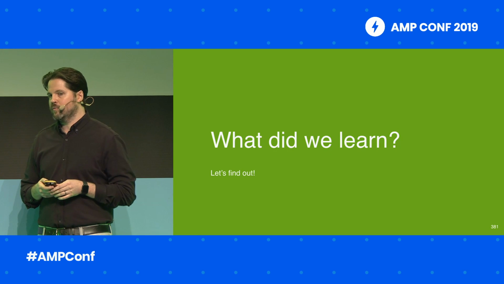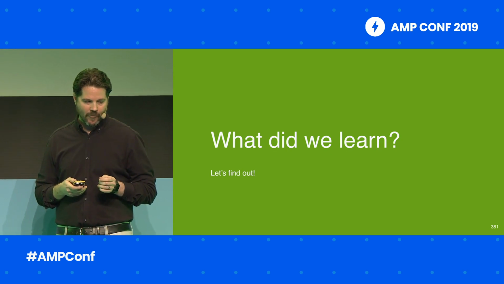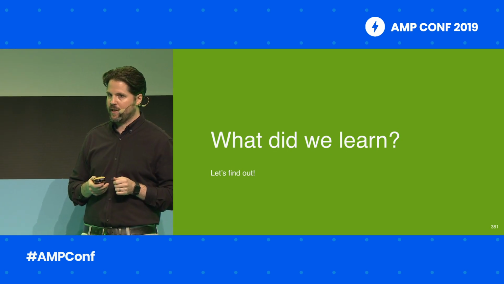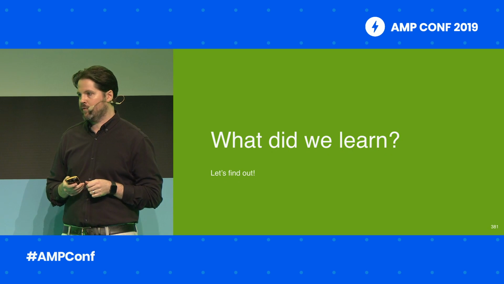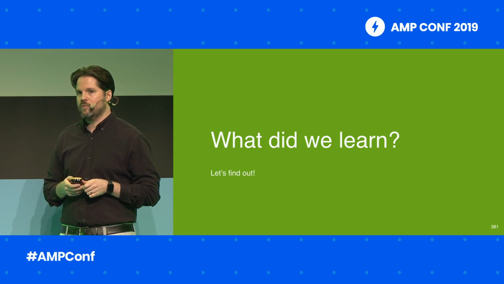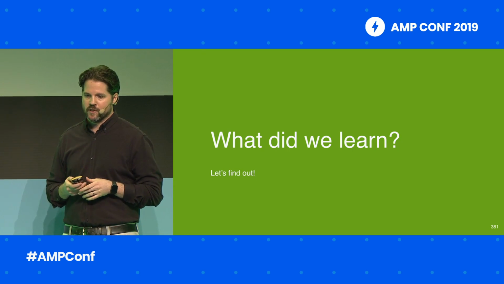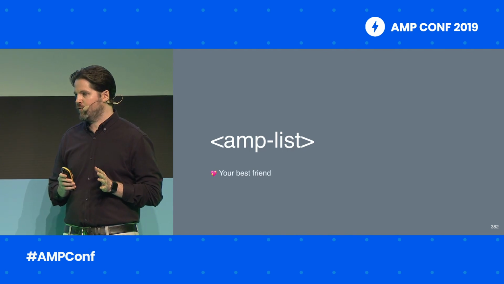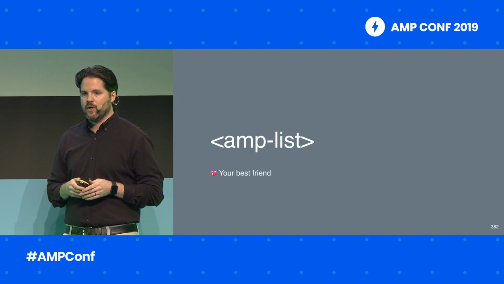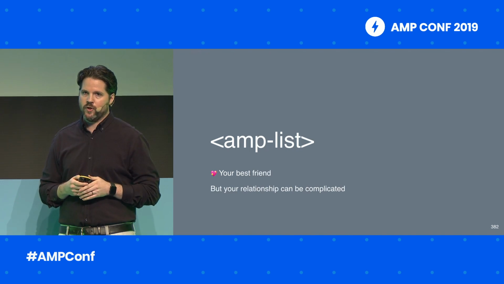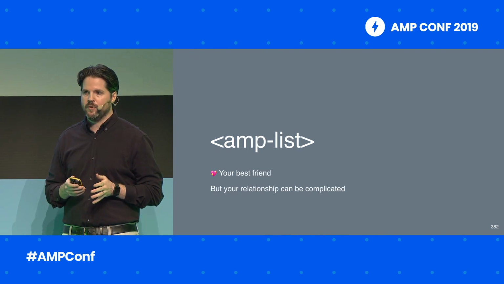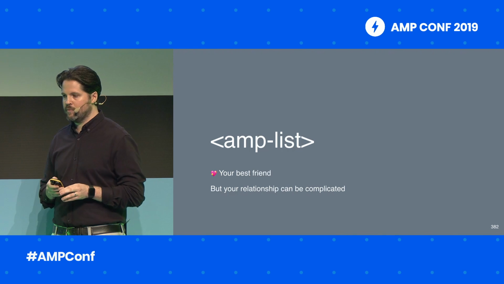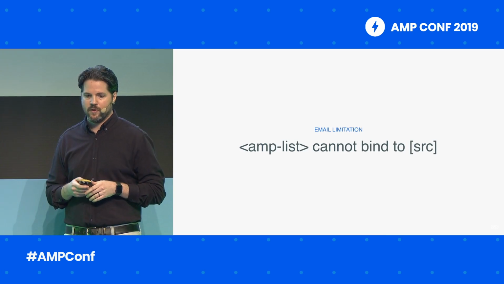So what did we learn when we created this dynamic email? Let's take a closer look at how we built the dynamic features and how we were able to navigate around a few obstacles when dealing with some of our advanced use cases. First stop was AMP list. It is your best friend on the dynamic side of AMP, but your relationship will be a little different than what you know from AMP development because AMP list in AMP for email has a few key differences.